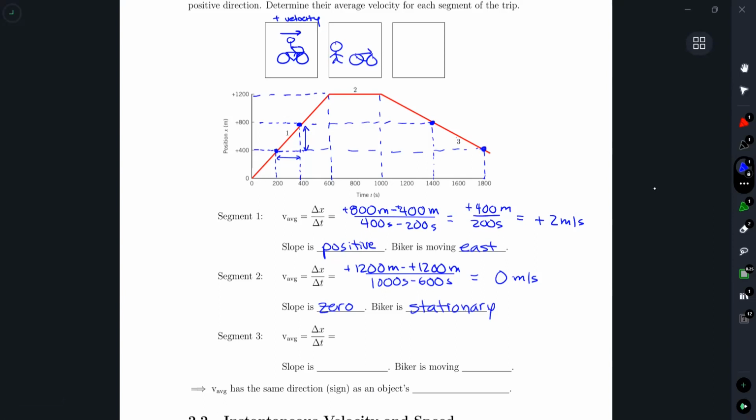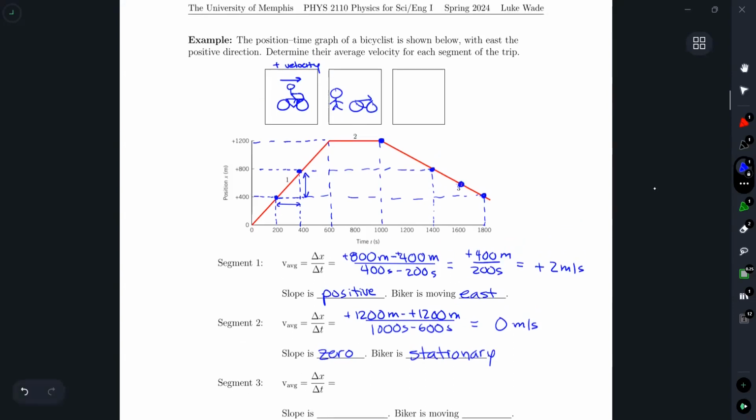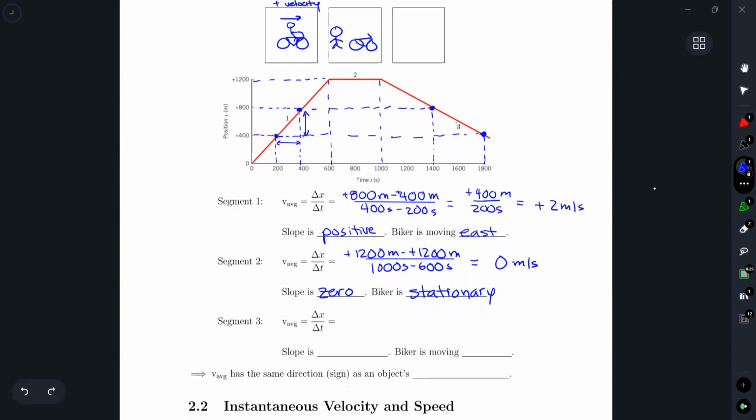By the way, do you see why it doesn't really matter which 2 points I choose for each segment? Like which times and positions I'm deciding to use? By that I mean, I could have also, for this third segment, started with this point as my initial point and gone with something like right here as my final point. It doesn't matter to my calculation of average velocity for that segment because I'm going to get the same slope regardless. If your position time graph is a straight line for some amount of time, it doesn't matter what 2 points on that line you use to calculate the average velocity because you're going to get the same answer regardless.